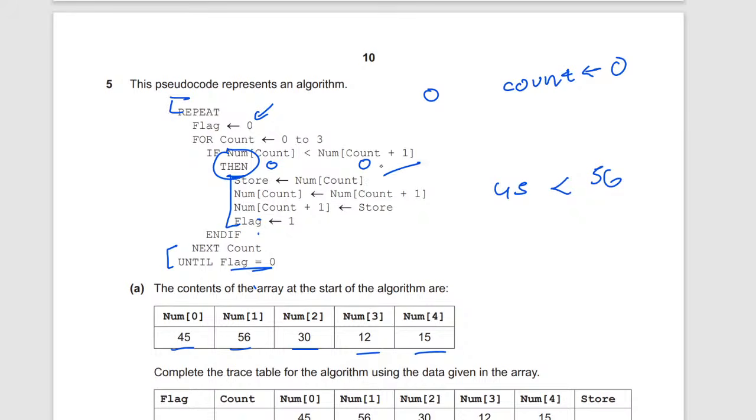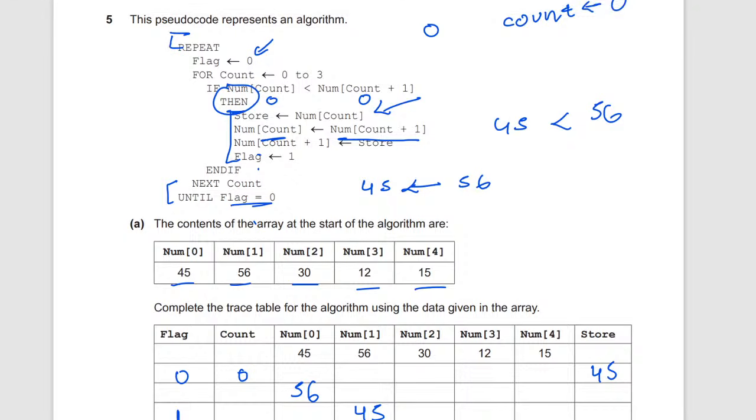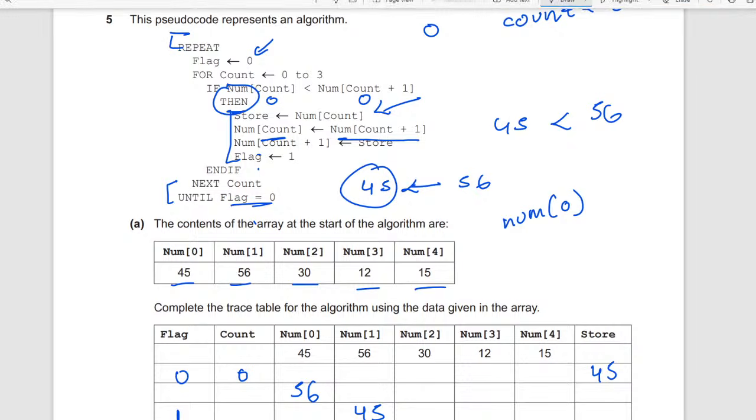Then store will become num count, so store will become 45 in this case. Then it says that num count will become num count plus 1, so that means that 45 is now going to become 56. I don't know if you guys understood that. Num count was 45, wasn't it? Or num0, sorry. Num0 is now 56.